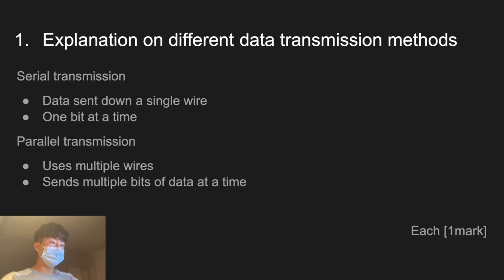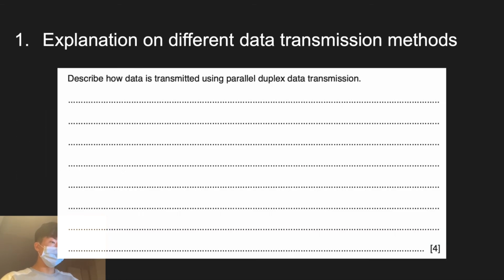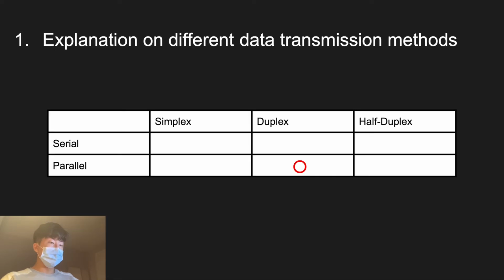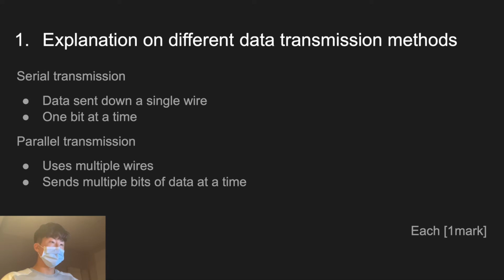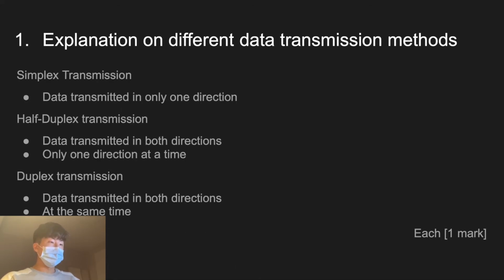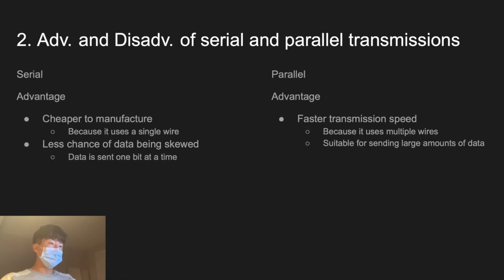So if the question comes up like this, give a 2-point description of parallel and duplex transmission respectively. For these 4-mark questions, you can write, it uses multiple wires and sends multiple bits of data at a time for the parallel part. And for the duplex part, you can write, data is transmitted in both directions at the same time. So these 4 points will get the full marks. That's it, just memorizing.